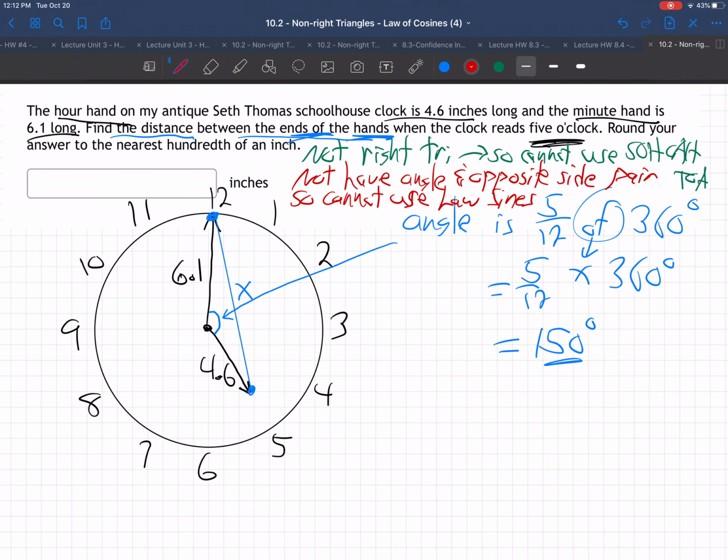What I'm saying is, if we had this angle and we knew the opposite side, we don't. It's x, what we're trying to find. Or if we had this side, we don't have the opposite angle. We don't know it. We have no angle and opposite side pair, so we can't use law of sines. So we must use law of cosines.